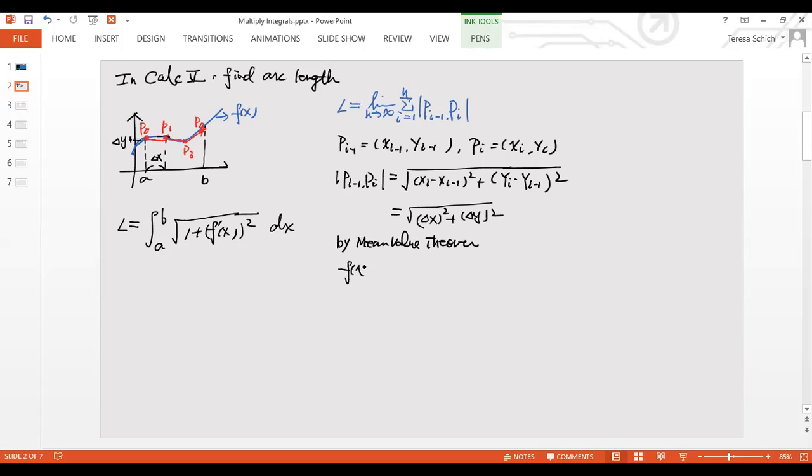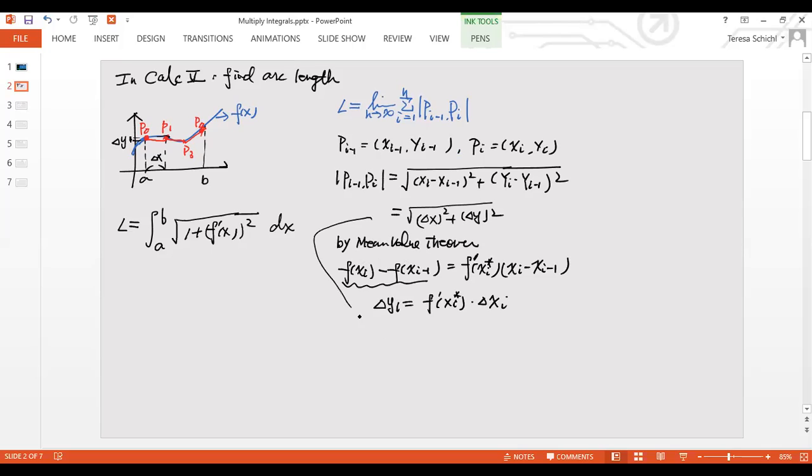we know f of xi minus f of xi minus 1 here. So by the mean value theorem, there exists some xi star such that f prime of xi star times delta xi is equal to the difference here. That's why this difference, which we call delta y, will be equal to f prime xi star times delta xi, right? So now it makes sense.